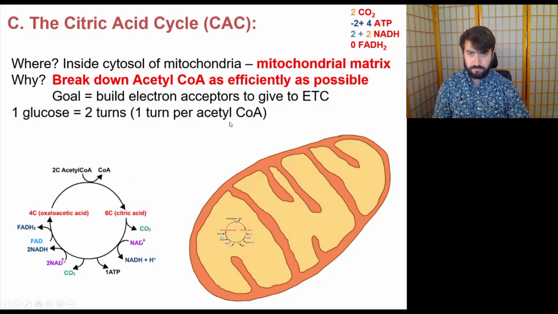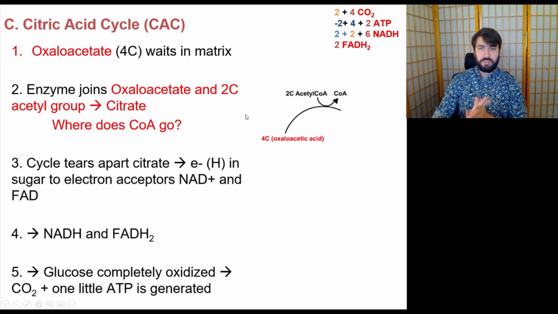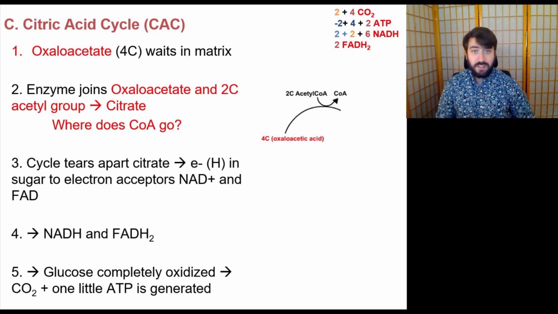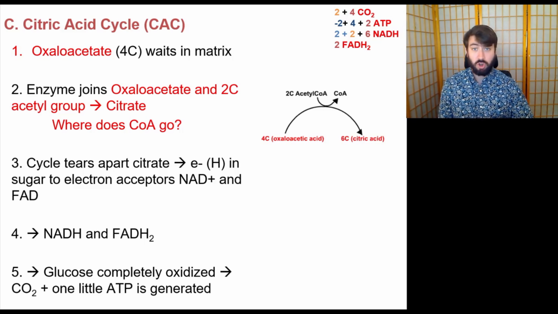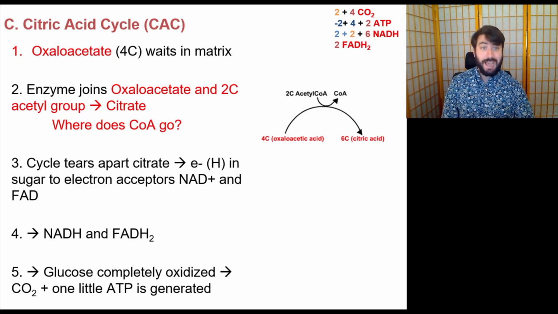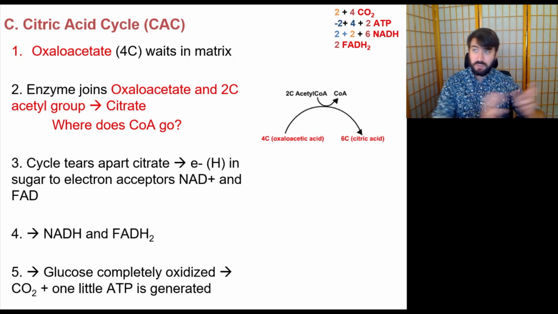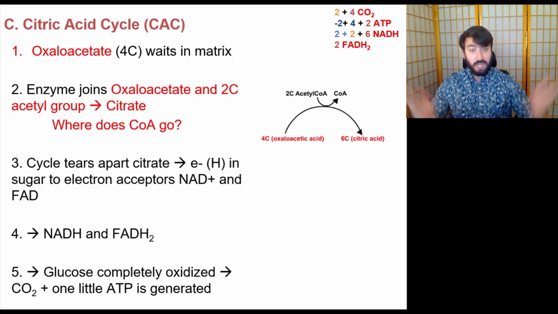Okay. Now, the first step of this process is we have a 4-carbon molecule called oxaloacetate that's just hanging around in the matrix waiting for the acetyl-CoA with its 2-carbon acetyl group to show up. Now, when it does, enzymes will join the 2-carbon acetyl to the 4-carbon oxaloacetate, forming a 6-carbon citric acid. So what do we think happens to that coenzyme A that's been moving this acetyl group along? It actually gets reused. That's handy.